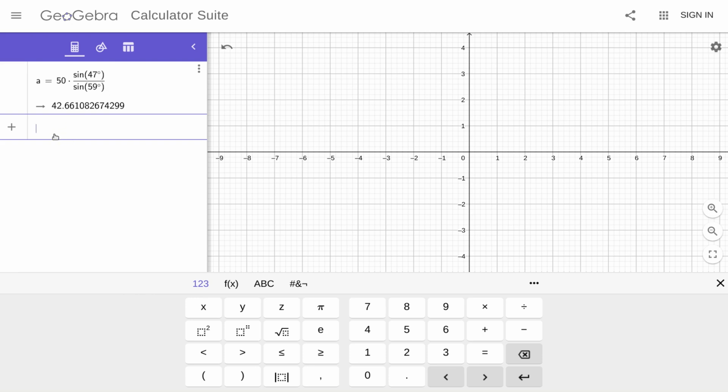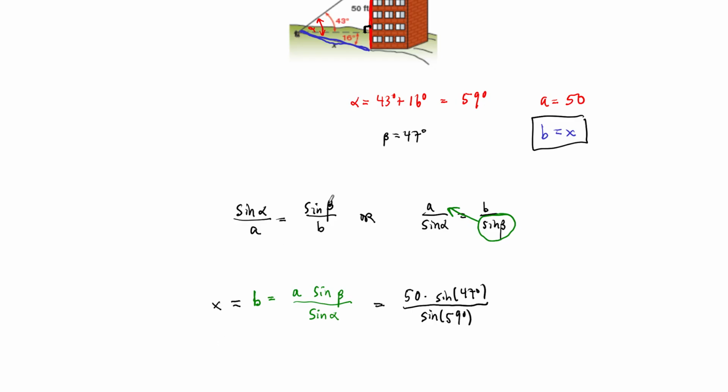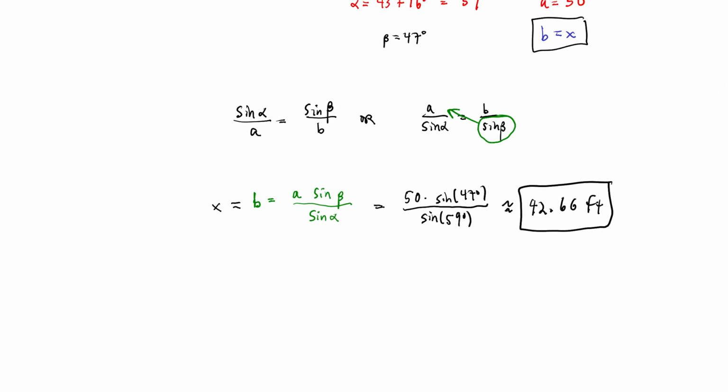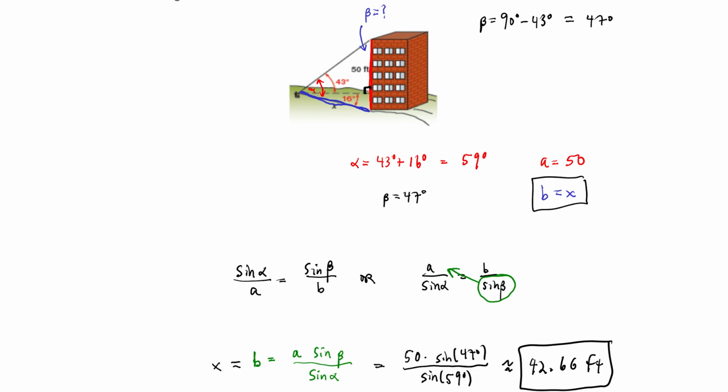And so our answer then is that the distance to the base of the building from the surveyor is 42.66 units, and I believe it was in feet, right? So 42.66 feet. And so that's our answer. So I'm going to round again here, but 42.66 feet. There's the distance from the surveyor to the base of the building. Done using the law of sines.